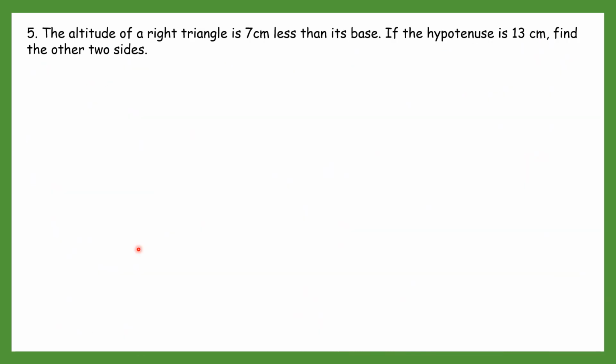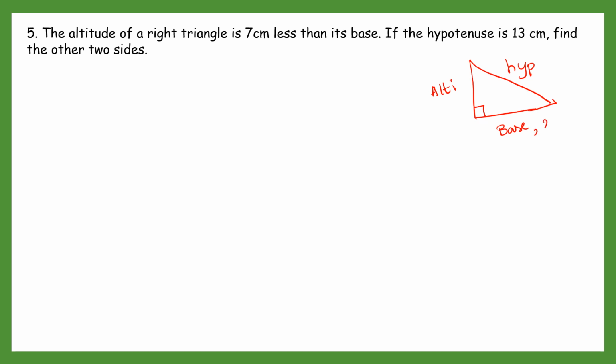Next question. The altitude of a right triangle is 7 centimeters less than its base. If the hypotenuse is 13 centimeters, find the other two sides. They have given that it is a right triangle. So right triangle means what? One of its angles will be 90 degrees. So this is the base, this is the altitude and this is the hypotenuse.